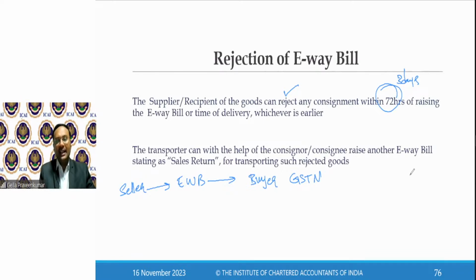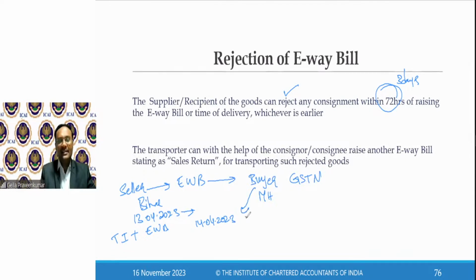Now, this was a classic case where the seller was in Bihar and the buyer was in, say, Maharashtra. On 13th April 2023, the tax invoice along with the e-way bill was prepared. The material left Bihar on 14th April 2023. The buyer cancelled this e-way bill.